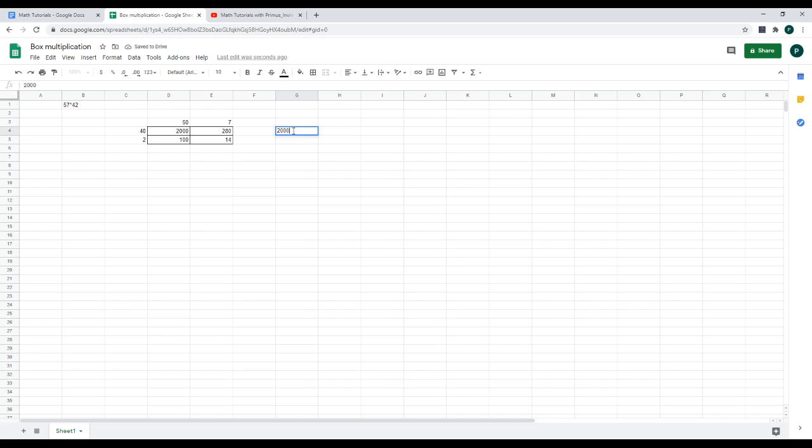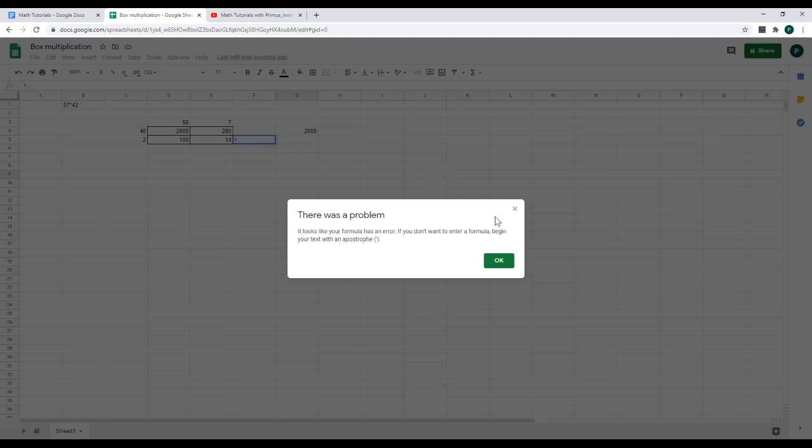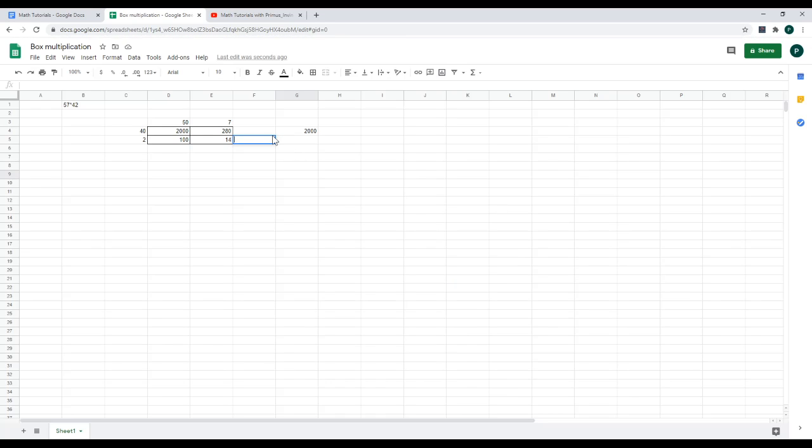Now we add 2,000 plus 280, 100, and 14, and our total will be 2,394.